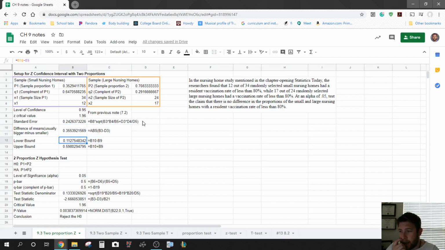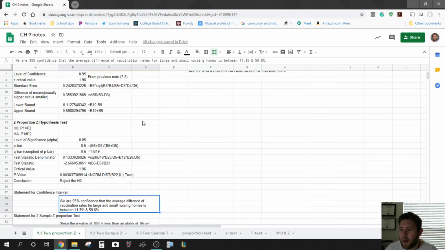Now the next thing is to find your actual confidence interval itself. You simply do the difference in proportion, which is this value, minus the standard error, which is this value right here. This is B10 minus B9. Then you define the upper bound, you do the addition version of that. The way you interpret these values is what I have down here. We are 95% confident that the average difference of vaccination rates for large and small nursing homes is between 11.3% and 59.8%. It's straightforward, and that's it.